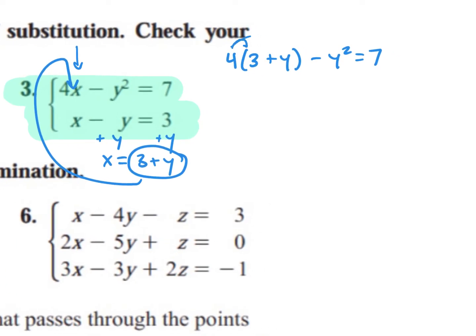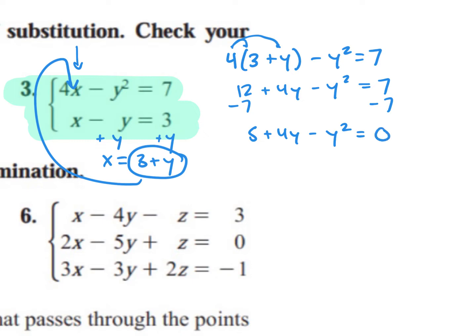Next, I want to distribute. So 12 plus 4y minus y squared is equal to 7. And then what should I do? Subtract 7 on both sides. So I get 5 plus 4y minus y squared is equal to 0. Then what?